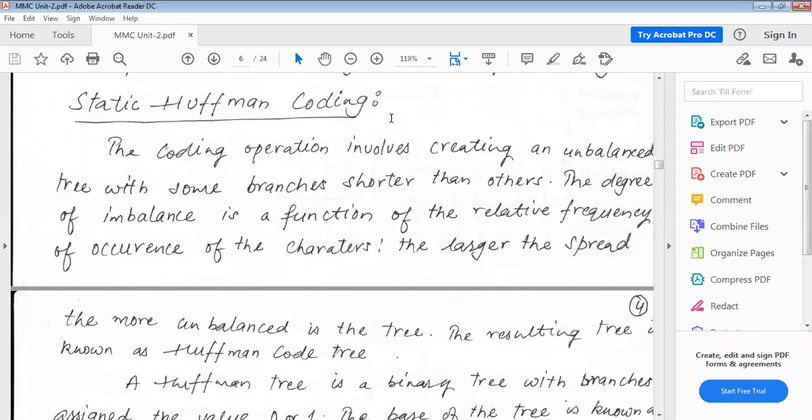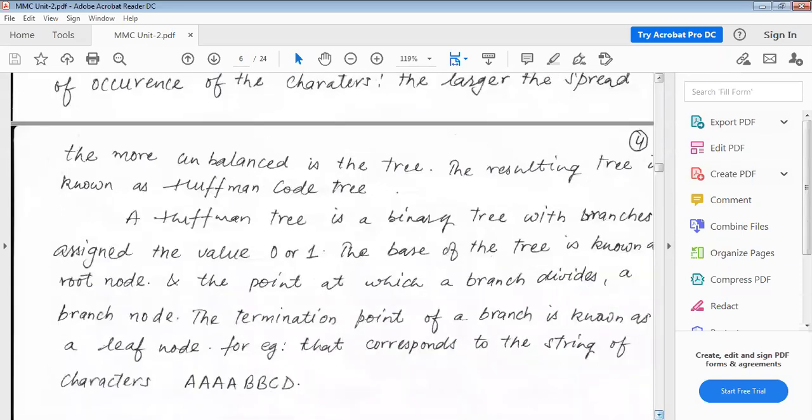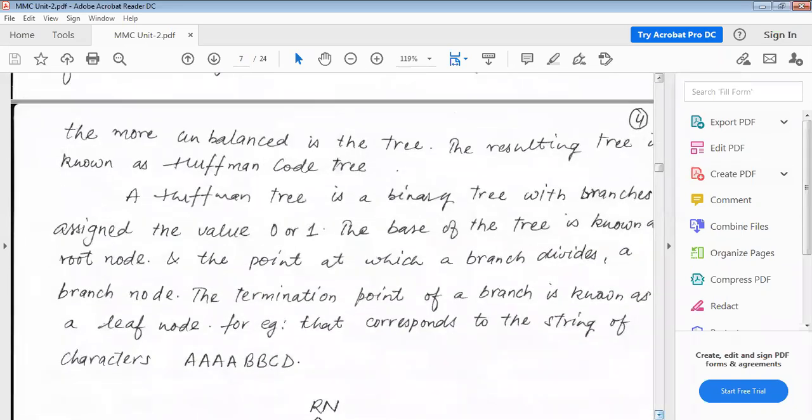Okay. So we are using static Huffman coding to code textual characters. How to code that can be done by using static Huffman coding. So here, what is Huffman coding? A Huffman tree is a binary tree with the branches assigned a value of 0 or 1.